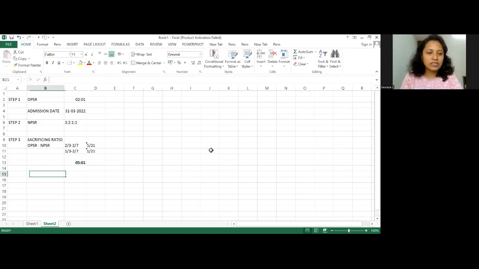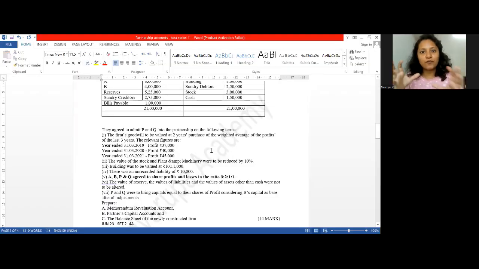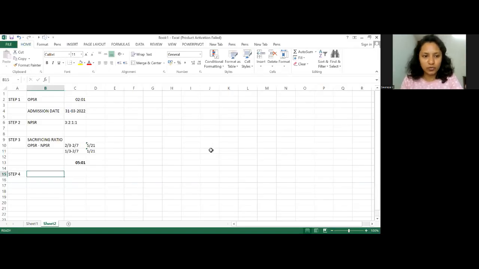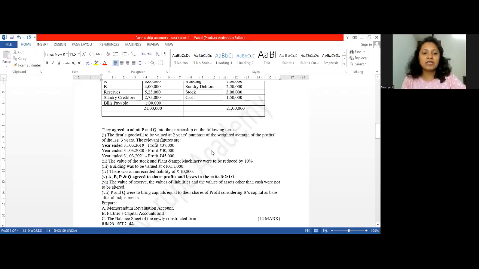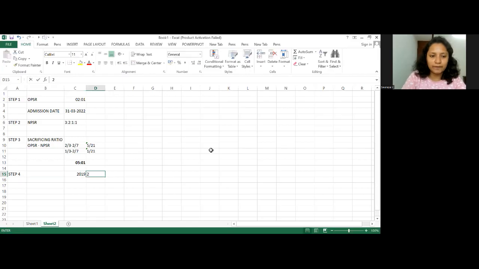Now what is step 4? Step 4 is your goodwill computation. They have given you details for calculation of goodwill. There are different methods in calculating goodwill. We will see the different methods in short in a summary after solving this particular sum. So the 2 years purchase of weighted average profits of the last 3 years. This particular admission is happening in 2022, so we have details up to the last 3 years, that is 2019, 20 and 21.